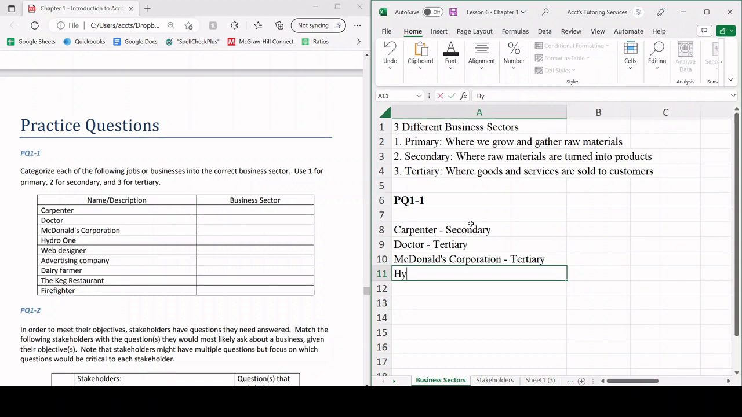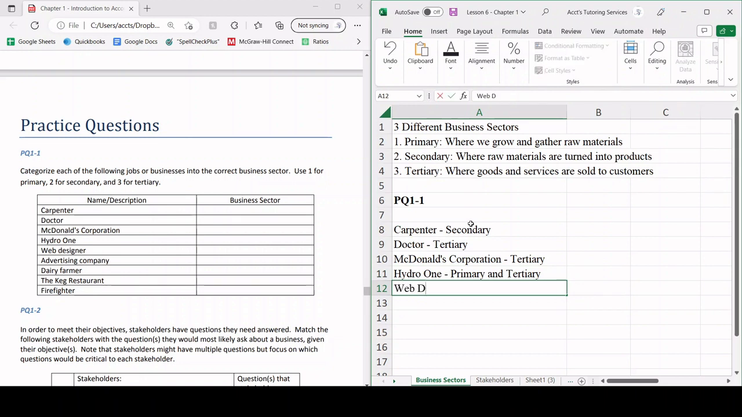The next one is Hydro One. This one is interesting because they're primary and tertiary. This is because they provide raw materials in the sense of providing hydro for companies so they can run their businesses. And they also provide hydro to the end customer, right?